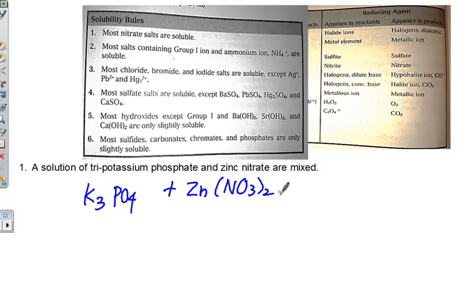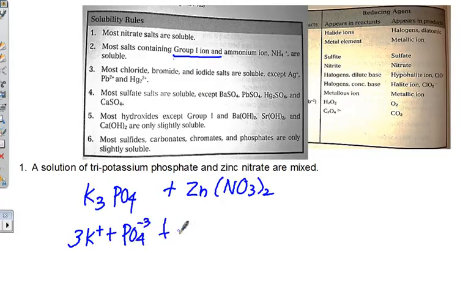Okay, so let's check for solubility. K3PO4 falls into group 1 ions. They're both soluble. Most salts containing group 1 ions and ammonium ions are soluble. Well, this is group 1, so we're going to say that this falls apart. So I'm going to write 3K+ and PO4 3-.